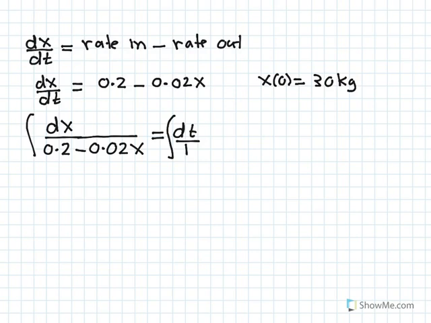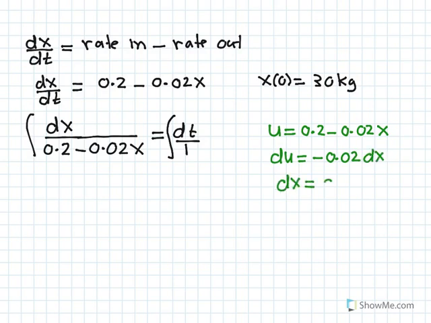So to do this integration, we're going to apply u substitution. Let u be equal to 0.2 minus 0.02x. Differentiate, we get du is equal to negative 0.02 dx. Solve for dx, and we get dx is equal to du divided by negative 0.02.